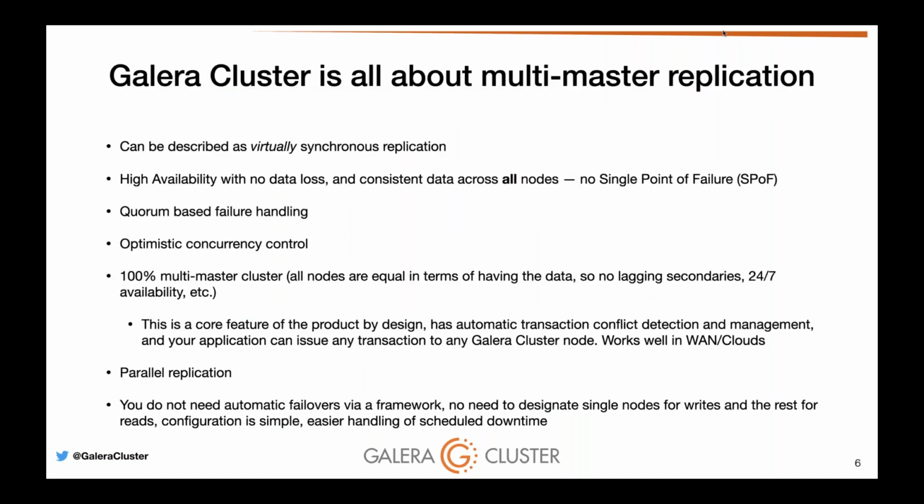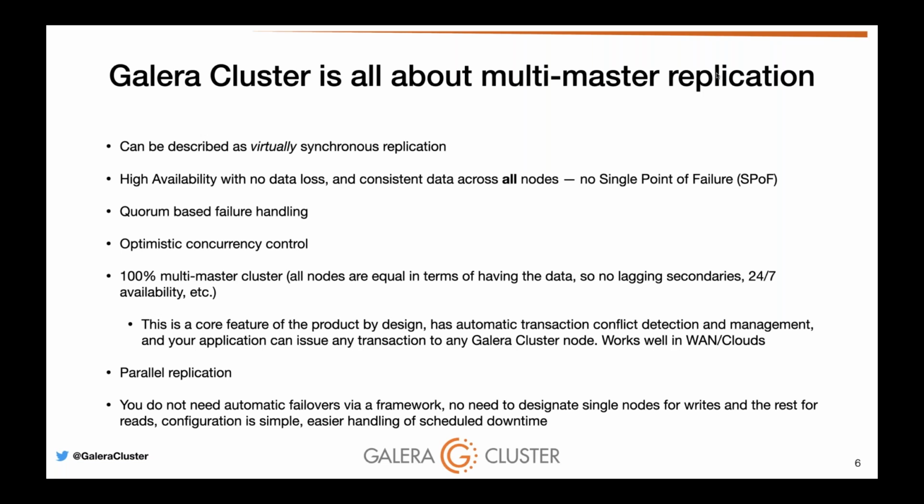So Galera is all about multi-master, right? We have virtually synchronous replication. It's extremely highly available with zero data loss, and it's consistent data across all nodes. There's no single point of failure here. The only chance of getting a failure in a 3-node minimum is the fact that you have lost 2 nodes, and then the cluster will stop operating at that point in time.